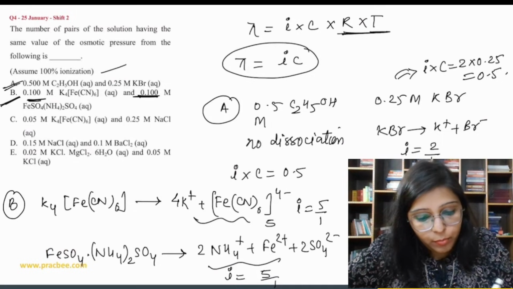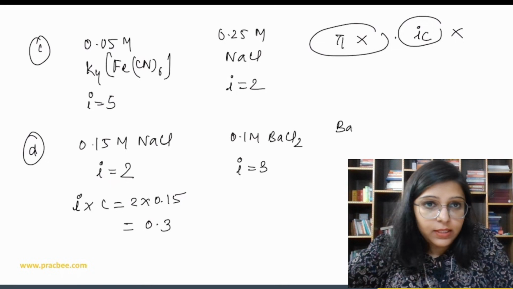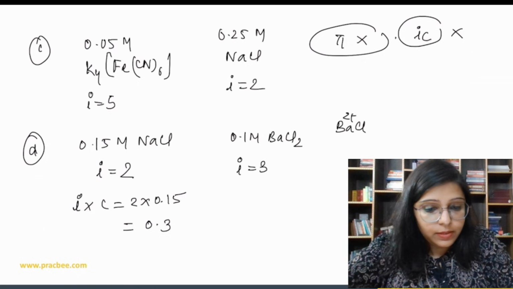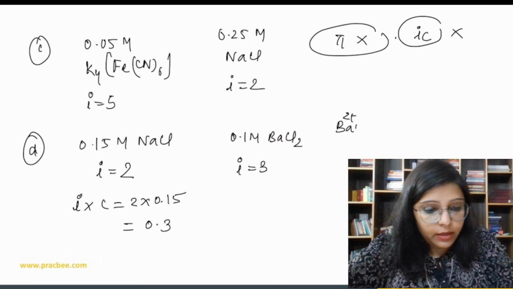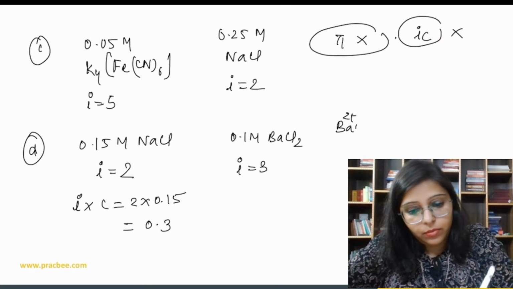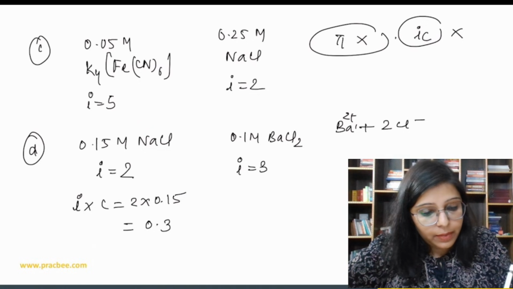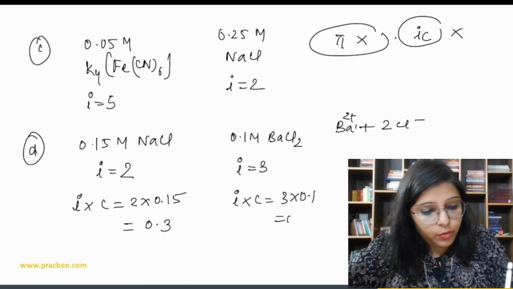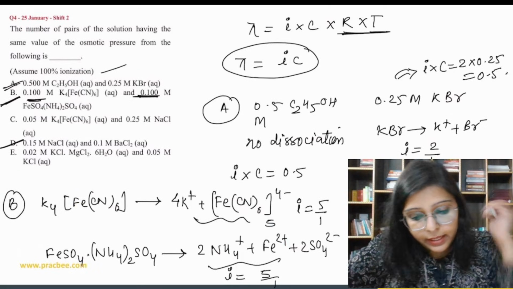Then we have 0.1 molar BaCl2. So here the i value is 3. Why? Because BaCl2 dissociates into Ba2 plus and 2Cl minus. So here the i value is 3, and i into C is 3 into 0.1, which is 0.3. So for this we can have the same. So A, B, D same.